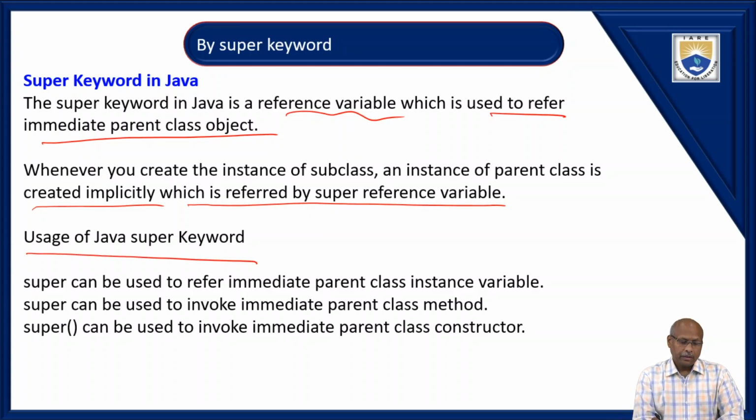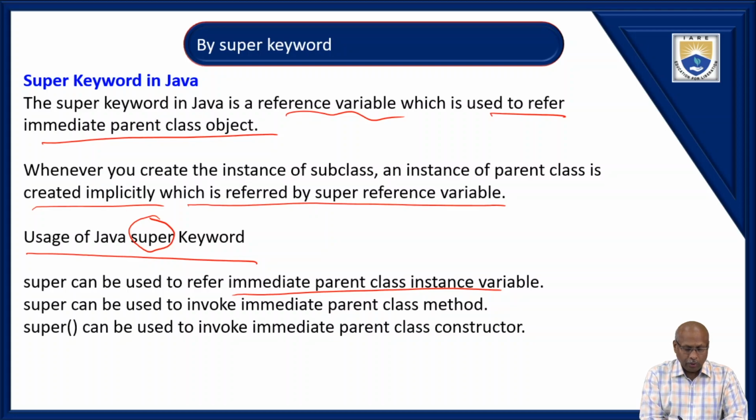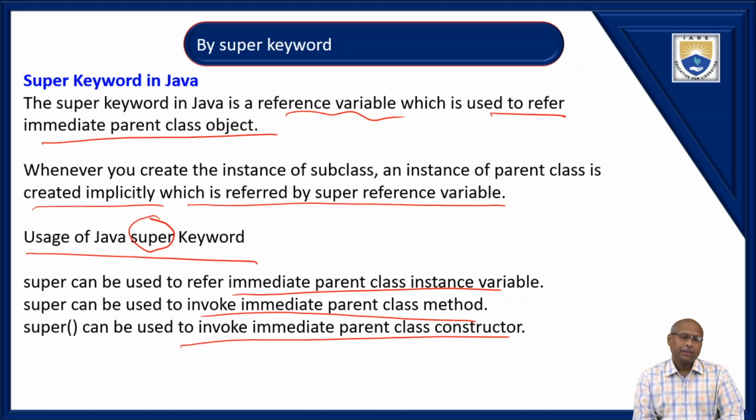Java supports the super keyword. It is written in lowercase and is built-in. You need not write anything, simply you have to use it. Super can be used to refer to the immediate parent's class variable, means instance variable, or it can be used to invoke the parent's methods, or it can be used to invoke the parent's constructor. So for these three purposes you can use the super keyword.